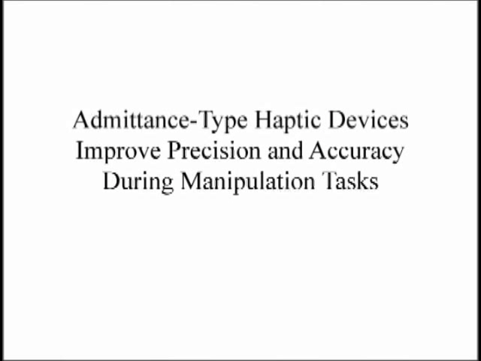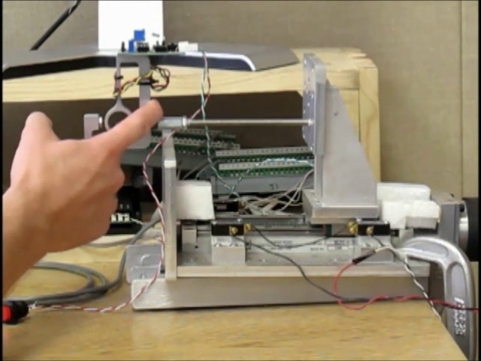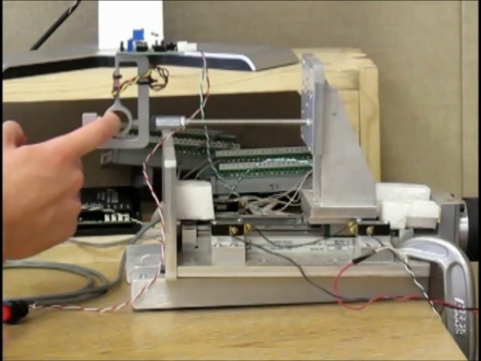Admittance-type robotic devices are commonly used to complete tasks that require a high degree of precision and accuracy, in part because they contain a great deal of gearing and inertia such that they are non-backdrivable.